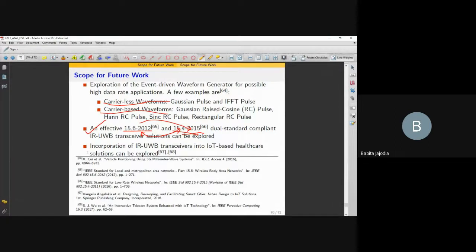Most important, as we discussed, is IR-UWB, even if we focused specifically on 15.6. How to apply it for IoT-based healthcare, taking into consideration minimum size and low power as well, can be explored.